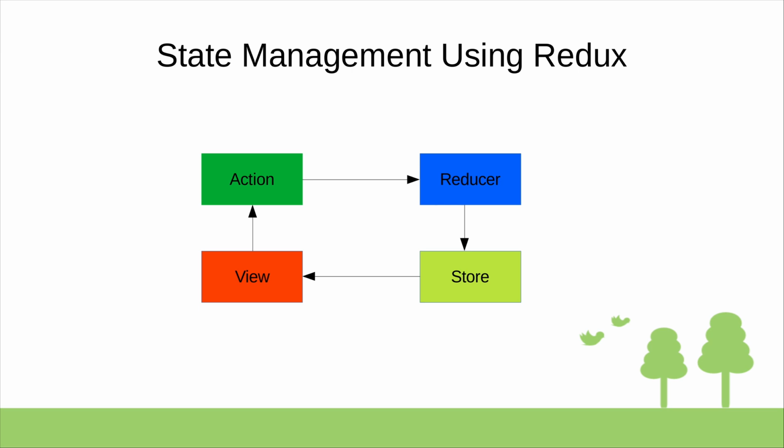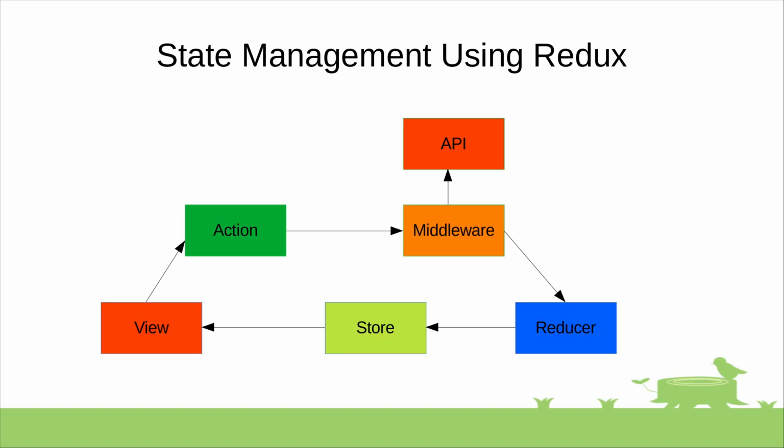And we can see the unidirectional flow that's happening between the action, reducer, store, and view. We can also include something called a middleware, which processes the action before it gets dispatched to the next reducer. A typical use case for this is to process calls to APIs.